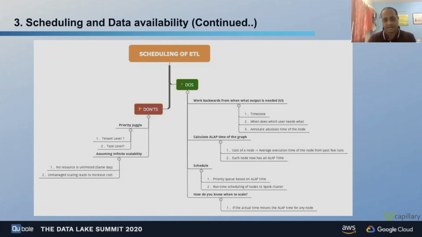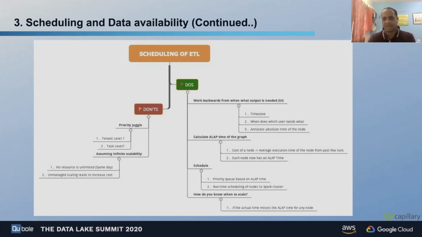There are times when you won't get the spot instances. There are game days where you actually don't get instances at all for running all of them in parallel. And if you're talking about dependent task graphs, there would be wastage if you just scale without having any control on the scalability, particularly on the data pipelines. Now, what do you do here? What we do here is essentially work backwards from when the output is needed.